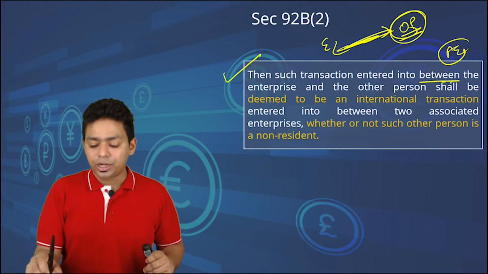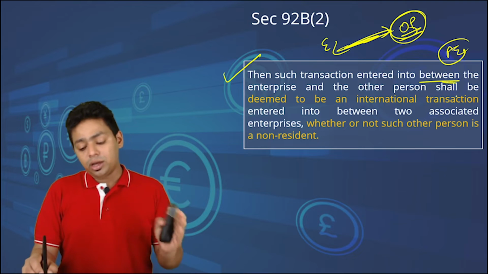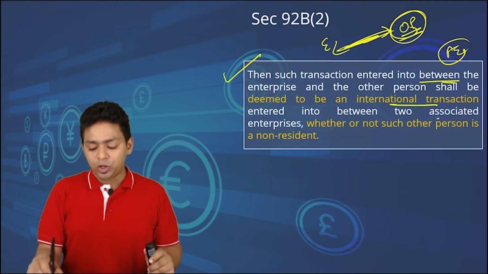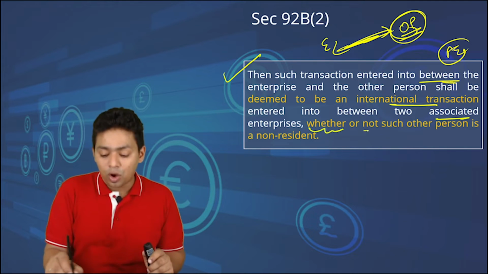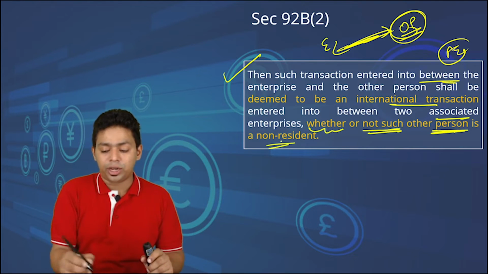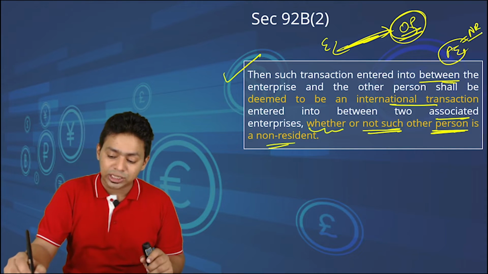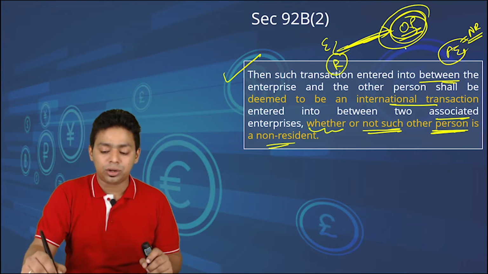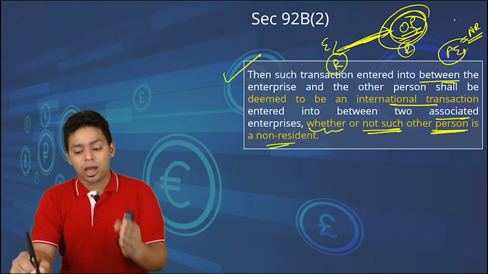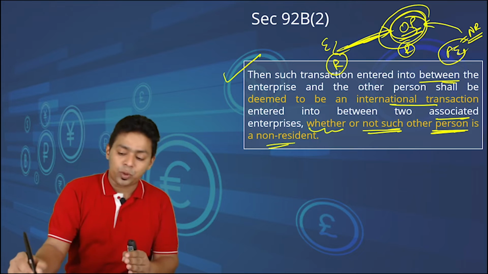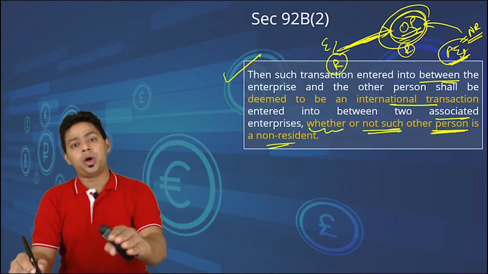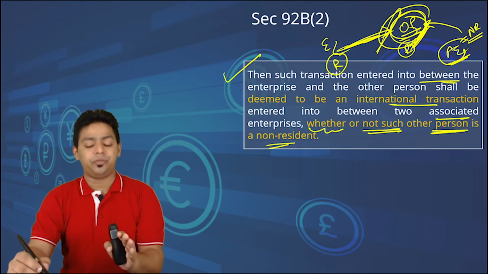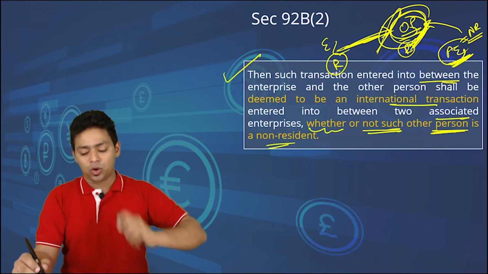Then such a transaction entered into between the enterprise and the other person shall be deemed to be an international transaction entered into between two associate enterprises, whether or not such other person is a non-resident. If my A is a non-resident, that's enough, whether this person is a resident only. So it may happen that the transaction is happening between R and R, but if this transaction was influenced by my associate enterprise which is non-resident, whether this person is a resident or non-resident doesn't make any difference if my associate enterprise is a non-resident.